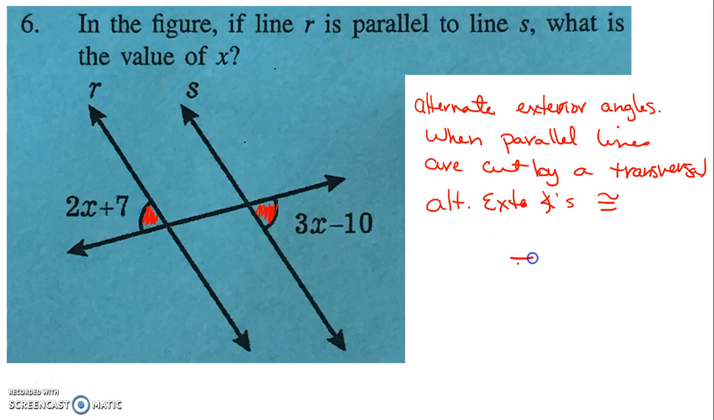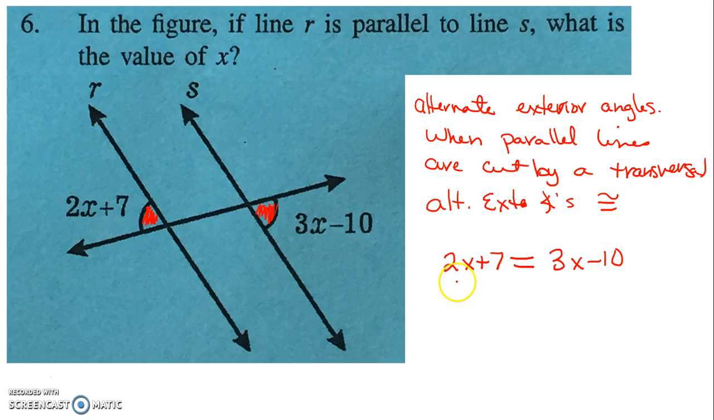The fact that they have equal measure, I'll take the measure they give me for this angle here, 2x plus 7, and I'll set it equal to the measure they give me for this angle here. And then what I'll do is I'll simply solve this equation for X. So this falls back on your equations unit from earlier this year. So I'm going to go ahead, and there's lots of ways to go about it. I'm going to choose to move all X's to the left.